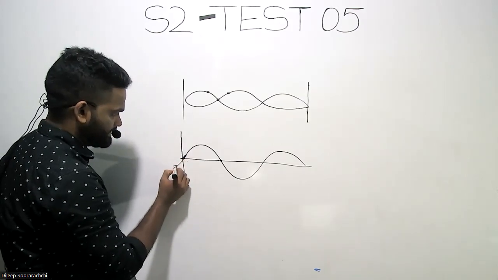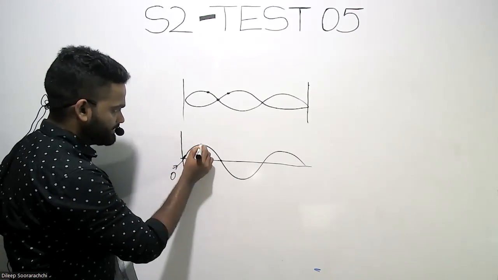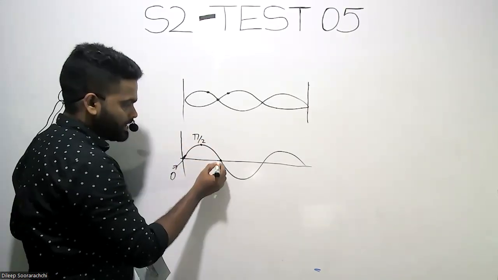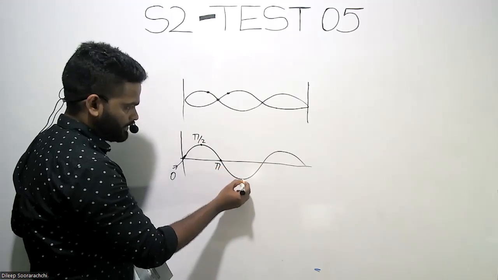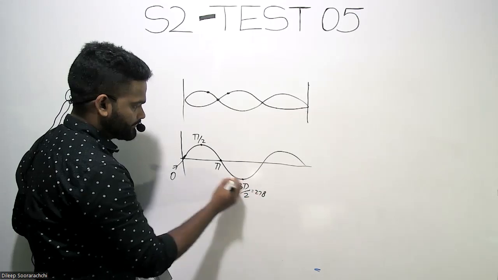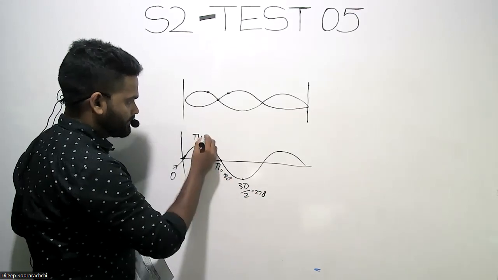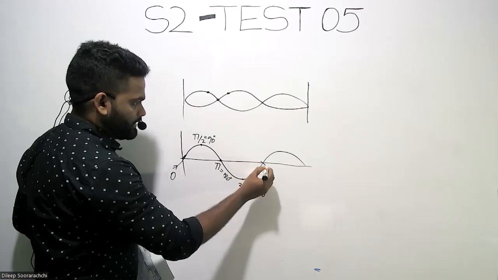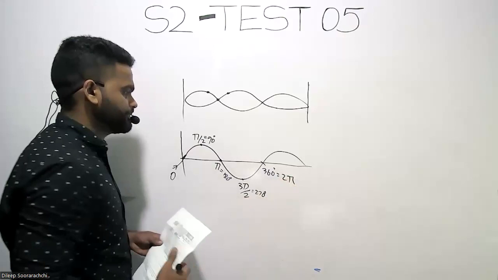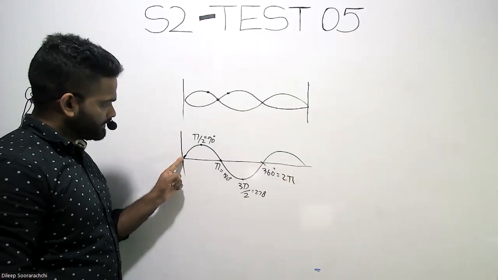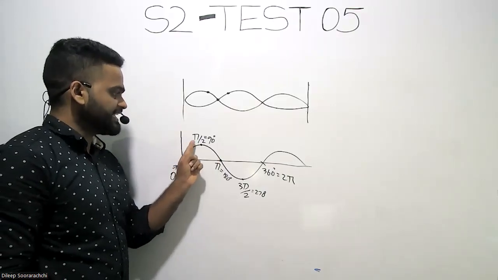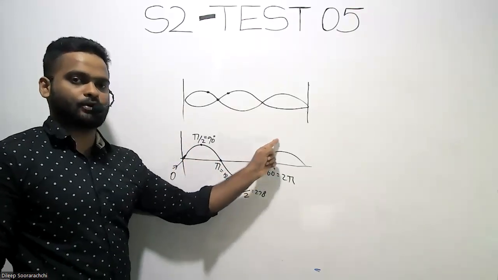Let's say this point is at phase 0. Then this point will be at 90 degrees of phase, π/2. Then this is π, and this will be 3π/2. So this is 270 degrees. This is 180. Here it will be 360 or 2π. So you can see each point of a progressive wave, phase increases. For each point, phase increases.